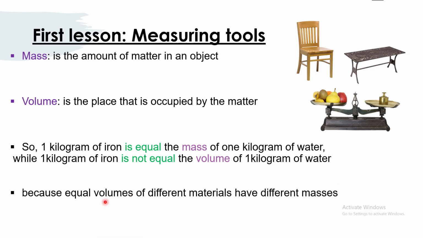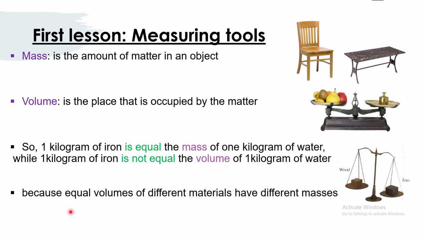Moving to another point, which is that equal volumes of different materials have different masses, this point is totally the opposite of this point right here. Because if we take some cube of wood and the same cube, the same shape, of iron, they are equal in the volume, but their masses will be different because iron is heavier than the wood, of course. So we conclude that equal volumes of different materials will have different masses, and this is totally the opposite of this point as we referred.